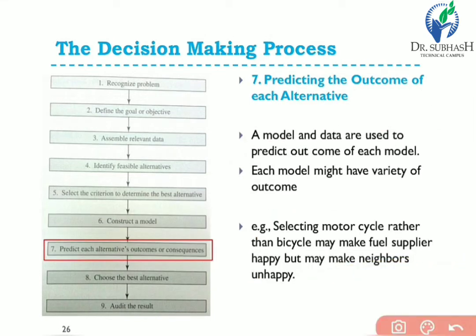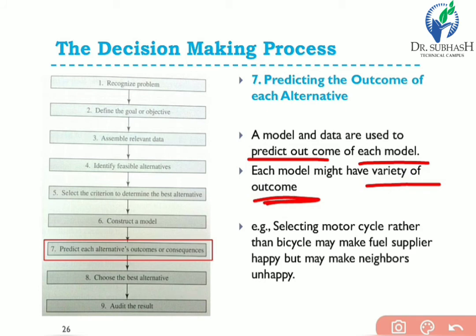Seventh one, predicting the outcomes of each alternative. It means we have 10 solutions, then we show how much output we will gain from those 10 solutions. Based on those 10 outcomes, we predict the results of all of them. A model and data are used to predict the outcome of each alternative. Each alternative might have a variety of outputs or outcomes.